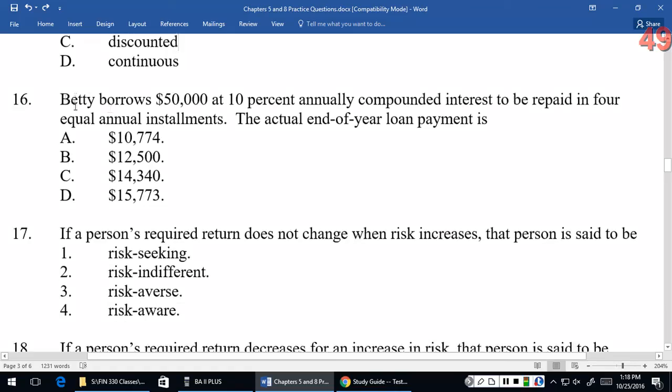Okay, loan calculation question. Betty borrows $50,000, 10% annually compounded interest to be repaid in 4 equal annual payments. The actual end of year loan payment is, so for this one, again, we need 3 inputs.